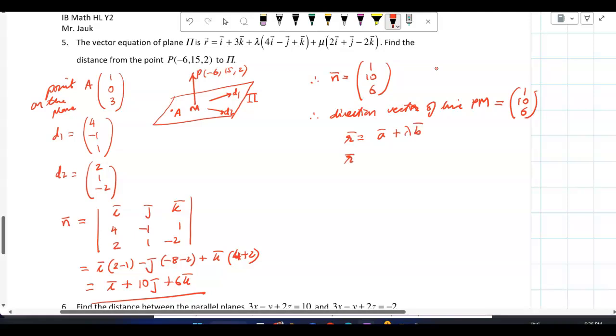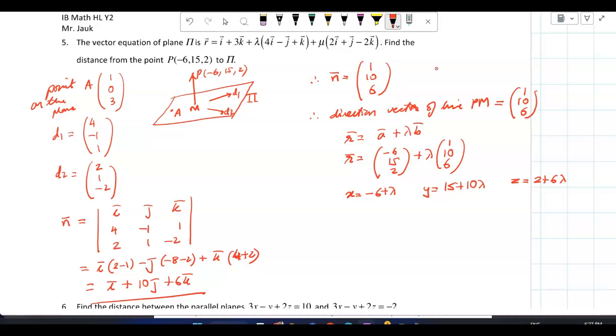So R is equal to A, my known point, minus 6, 15, 2, any point on the line. Perfect. Plus lambda times 1, 10, 6. Nice healthy equation it is. So therefore your X is equal to minus 6 plus lambda. Y is equal to 15 plus 10 lambda, because you assume your XYZ from that, because your R is your XYZ. And Z is equal to 2 plus 6 lambda. Correct?